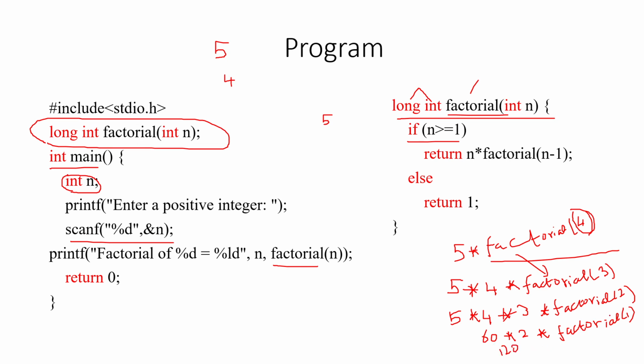So now factorial of 1 again. 1 greater than or equal to 1, so return n into factorial of 1 minus 1. 1 minus 1 is 0, so next time n is 0. 0 greater than or equal to 1 is false, so now it will return 1. This is the stopping condition. So my final answer is 120. Okay, thank you.